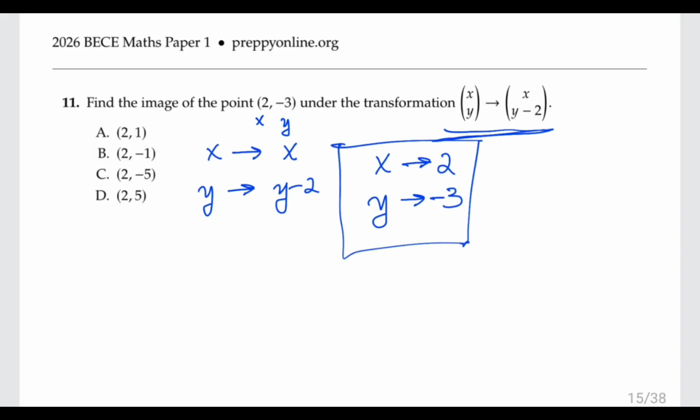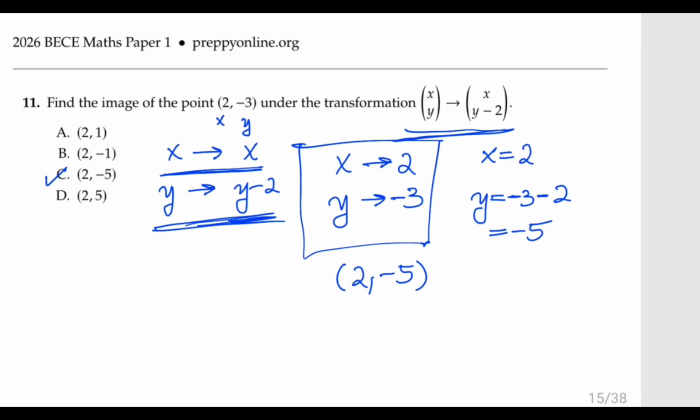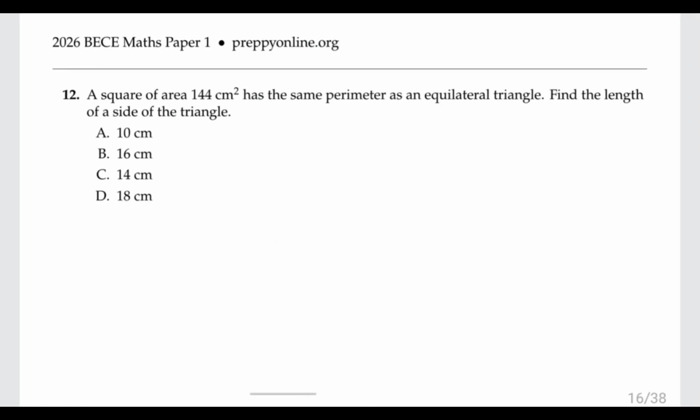If we have our x to be 2 and our y to be minus 3, what is the new x going to be and what is the new y going to be? This mapping says that x remains the same. That means that the new x is 2. And then the new y should become the old y minus 2. So y becomes minus 3 minus 2, which is minus 5. So our new coordinate has x being 2 and y being minus 5. And that is C.